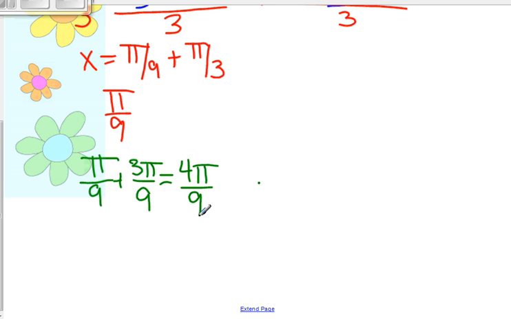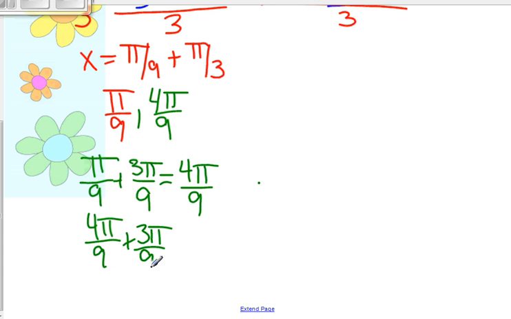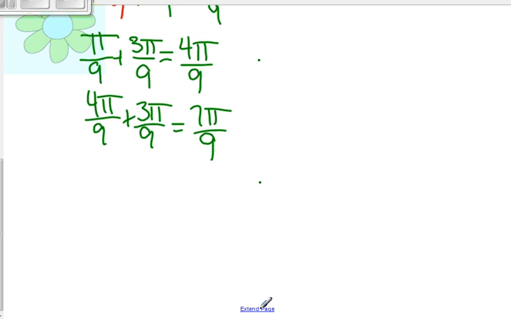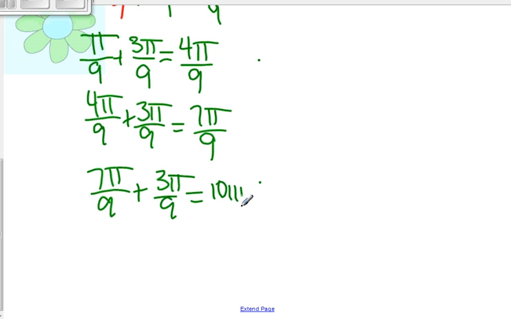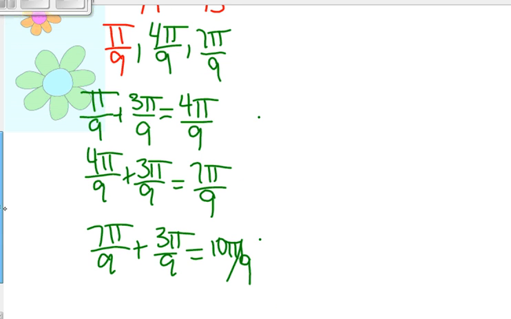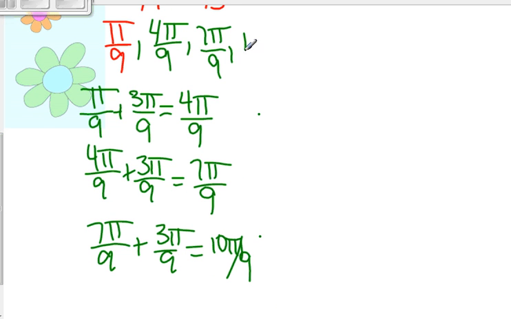Remember, 2 pi would be 18 pi over 9. So I'm going to put 4 pi over 9 up here. And I'm going to keep going. So 4 pi over 9 plus 3 pi over 9 gives me 7 pi over 9. Okay, and I'm going to keep going again. So 7 pi over 9 plus 3 pi over 9 gives me 10 pi over 9. Okay, still less than 2 pi. So 10 pi over 9 is going to go up here.